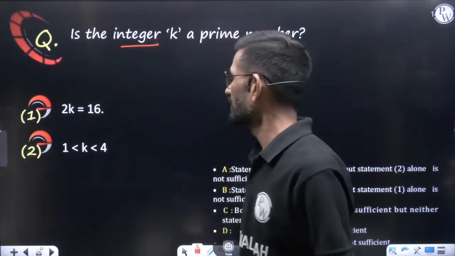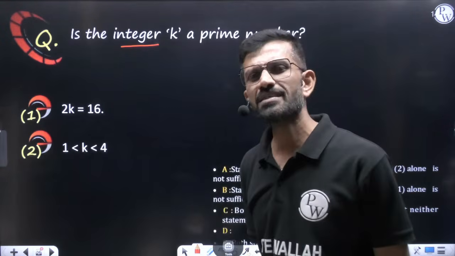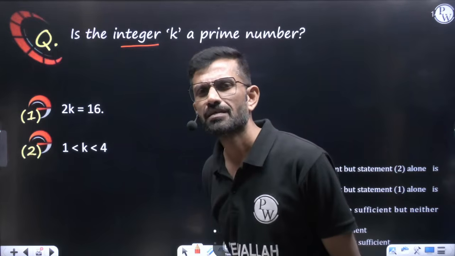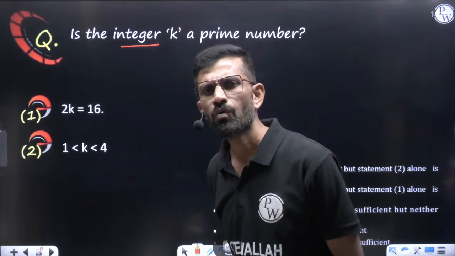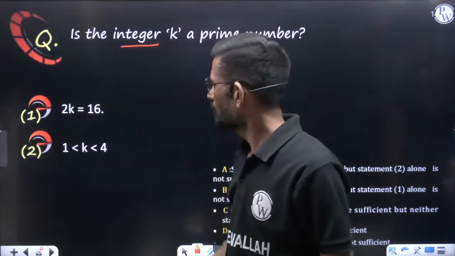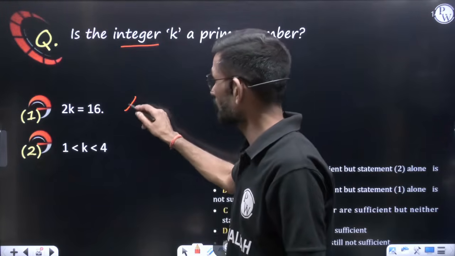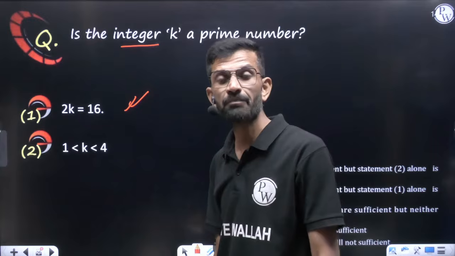Now moving further, taking the first statement, 2k is equal to 16. So the k value is 8. Is 8 a prime number? No. Confirm, you got the answer no. So no is also an answer, meaning first alone is sufficient to say whether it is a prime number or not.